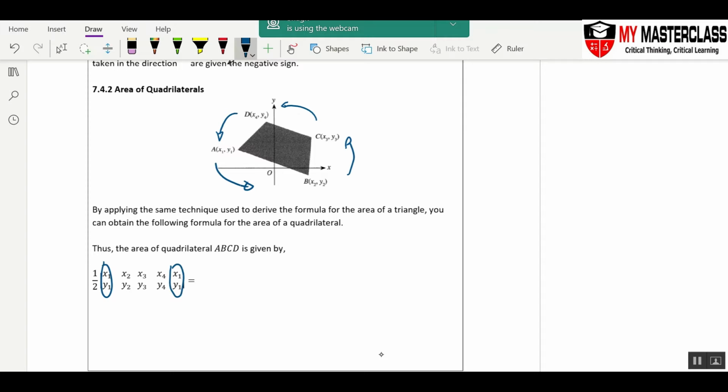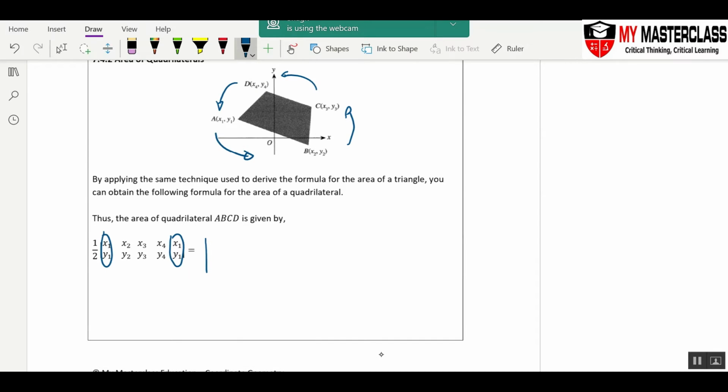So the technique is half of the sum of the downward products minus the sum of the upward products. What are the downward and upward products? It means this times this, plus this times this, this times this, this times this. This is the downward product. The red one is the upward product: this times this, this times this, this times this, and this times this. So the concept is half of the sum of the downward products minus the sum of the upward products, and you will get the area. The area is in units squared.